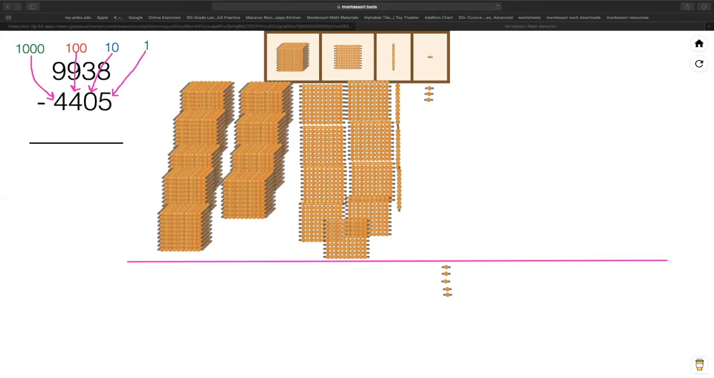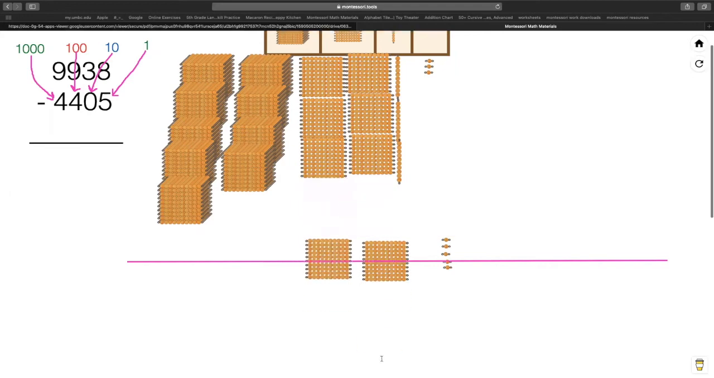Elise, how many 100s do I have to move? You can look at the computer screen. How many 100s do I have to move? Four. Four 100s. So I'm going to move four 100s down to the bottom. I don't need new beads. I'm going to use the beads that are already there.